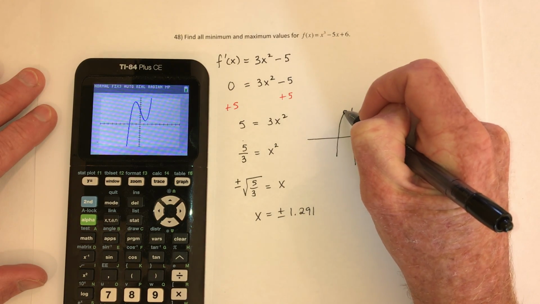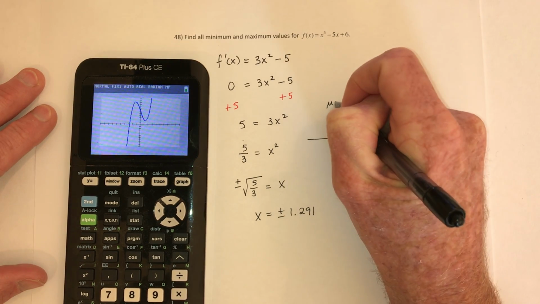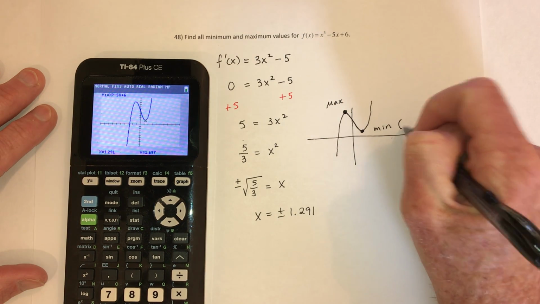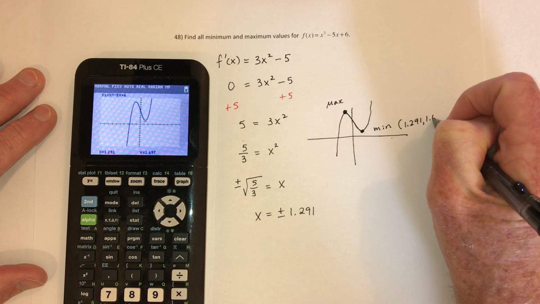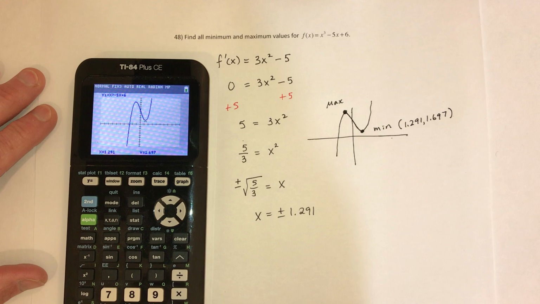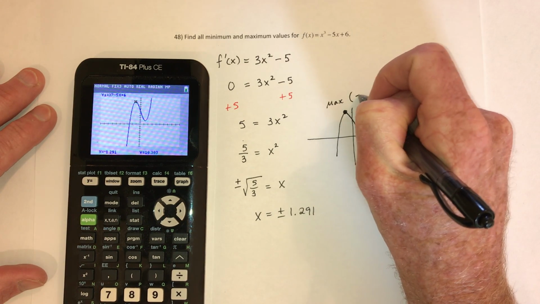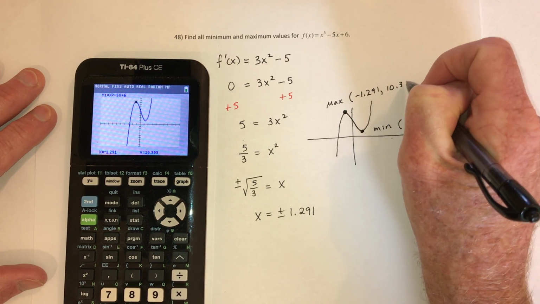All right, so here's a maximum point and here's a minimum point. And then I could just go to trace, put 1.291. That's going to be the minimum point. So that is at 1.291 comma 1.697. And then negative 1.291. That's the maximum point. So negative 1.291 comma 10.303.